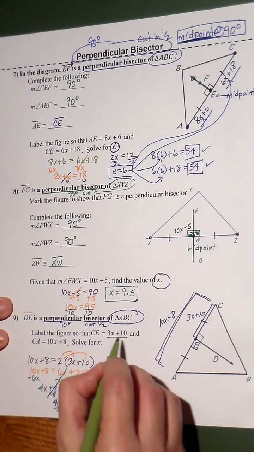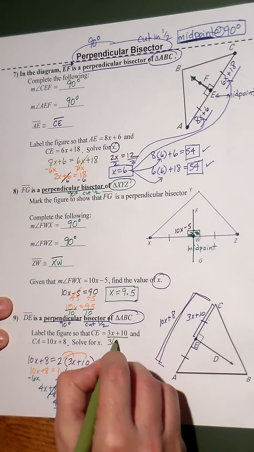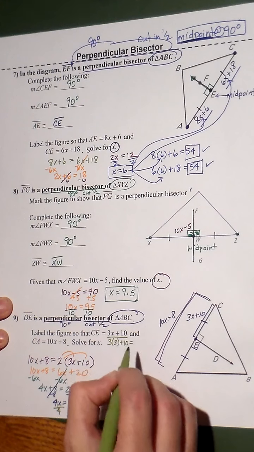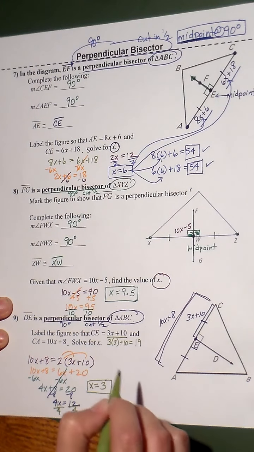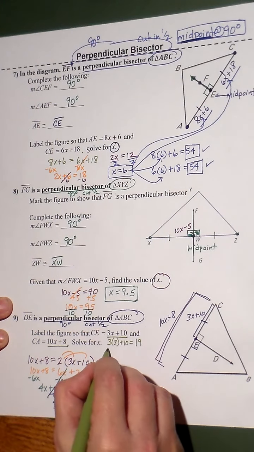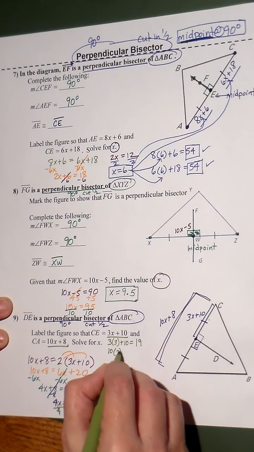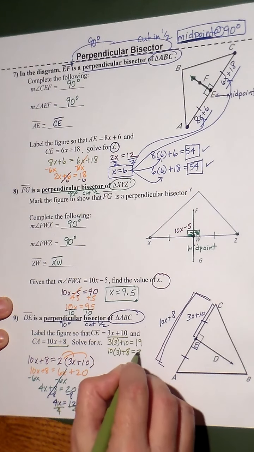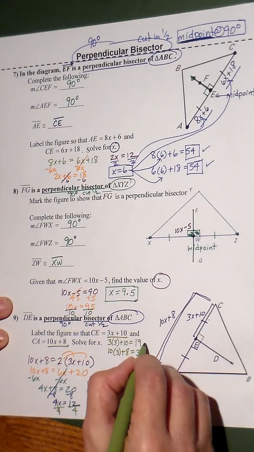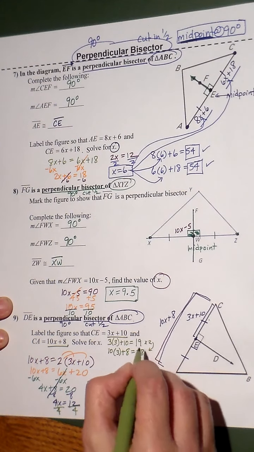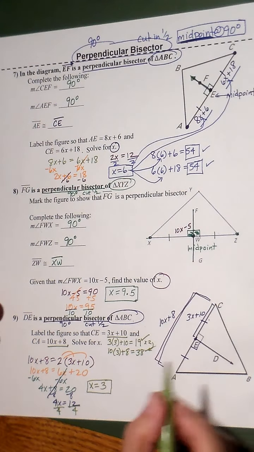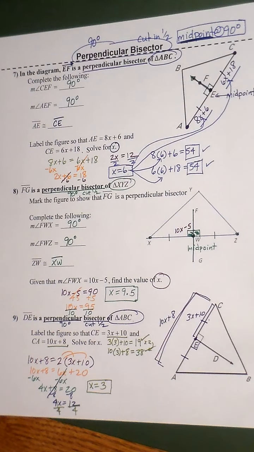So CE is 3x plus 10, so let's plug in 3 for x. 3 times 3 plus 10, that's 19. Let's plug it into CA. 10 times 3 plus 8 is 38. And 19 times 2 is 38, so we are correct. And that is how you apply perpendicular bisector.